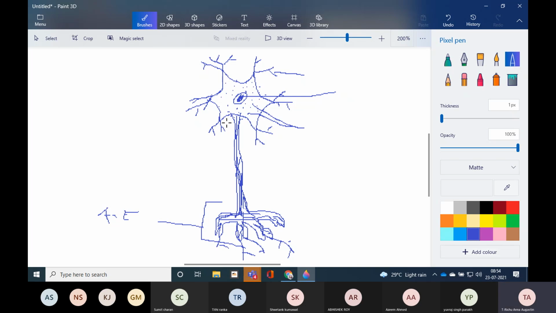And this whole portion from here to here is known as axon. This is nucleus. This is dendrites. This is Nissl granules. Then this whole thing is axon. Now you have to make some more portion over this line.